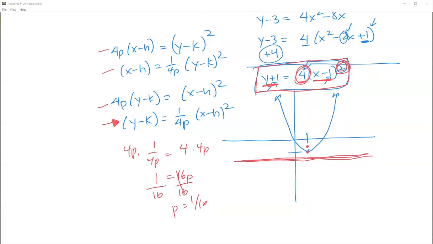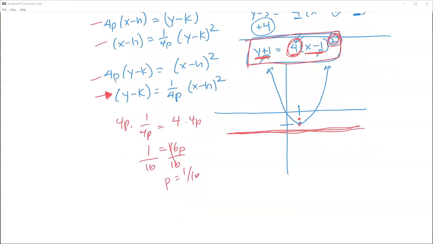So what is a focal point? Okay, well, the vertex is what? 1, -1, right? So what's the focus? It is 1, and then what? 1, -15/16. That makes sense because I'm going up 1/16 from the -1. Okay.